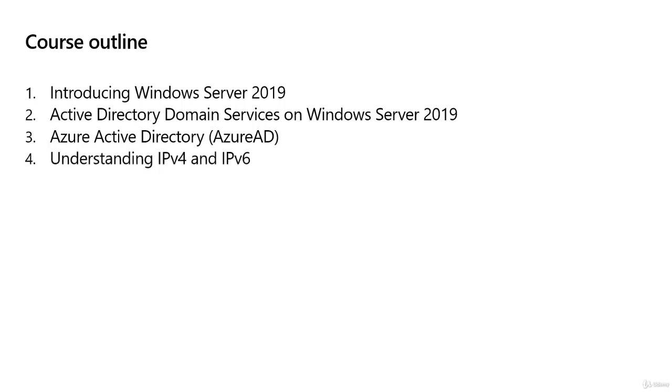In Module 4, I'm going to cover IP version 4 and IP version 6. That's just something that everyone that works in IT has to be aware of, the basics of IP addressing. In Module 5, I will cover DHCP. So we'll see how we can set up a DHCP server. We'll look at how it can automatically assign IP addresses to devices on our network.